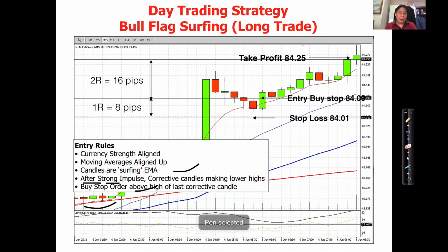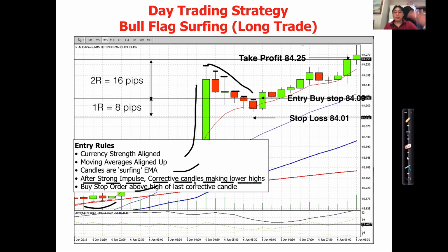after a strong impulsive wave, corrective candles are making lower highs, right? So in other words, after a strong breathing out, you want to see breathing in with lower highs, lower highs, lower highs. It must keep making corrective candles, making lower highs. The moment it makes the first higher high, we place our buy order here at 84.09.